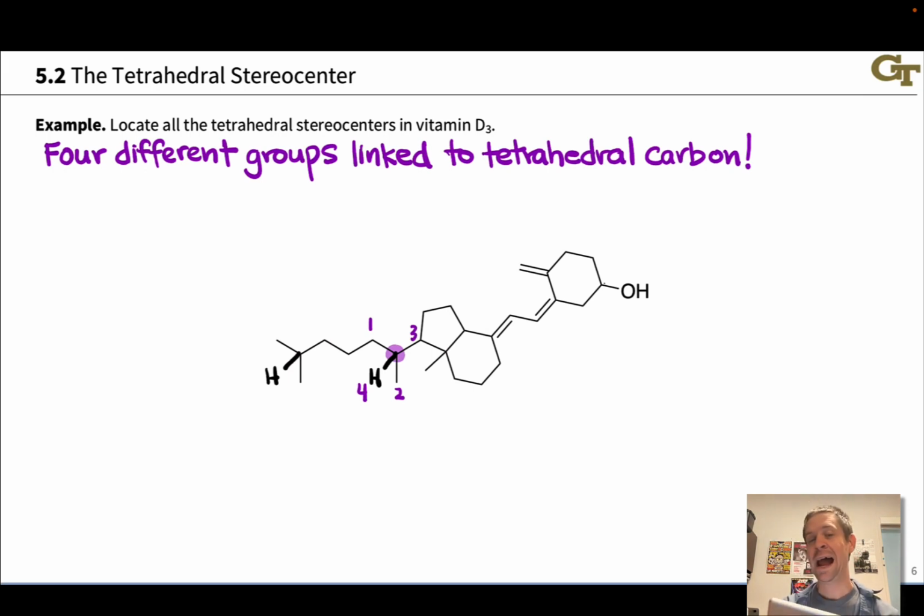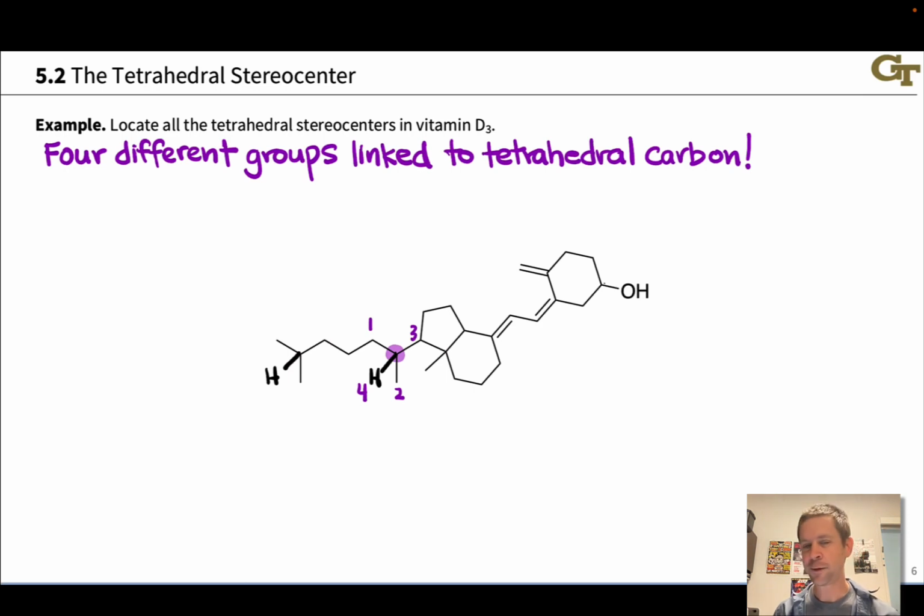Now, we don't know how atoms are arranged in 3-dimensional space around this stereocenter. We need wedges and dashes to find that information. But what we can still say here is that that carbon is a stereocenter.